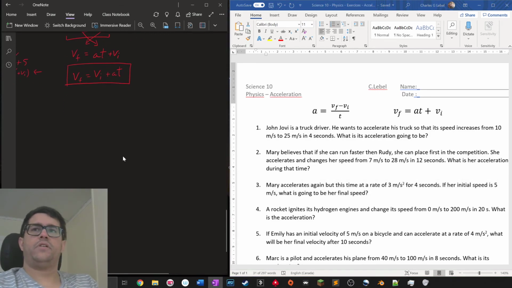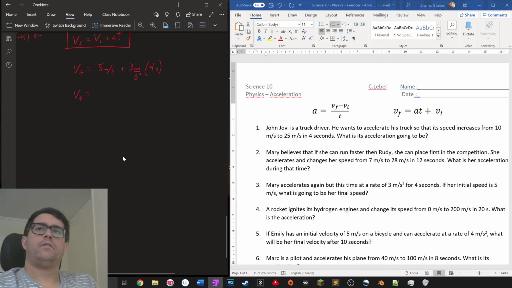Basically, if you use that formula instead, because you're looking for VF, your VI is 5 meters per second. And you're adding a rate of 3 meters per second squared times 4 seconds. So let's look at the units to see what's happening. So 5 meters per second plus 3 times 4, right? So you can put that in brackets. So 3 times 4 is 12.